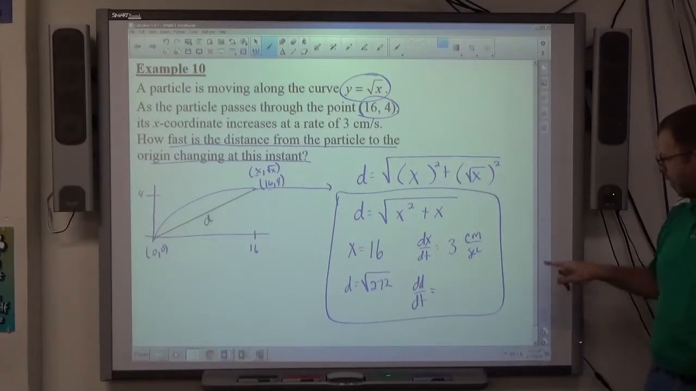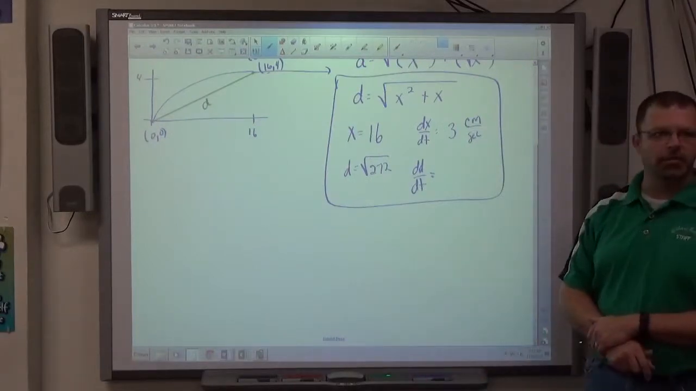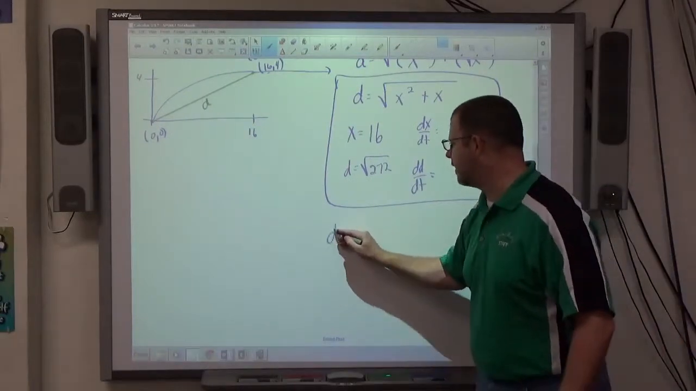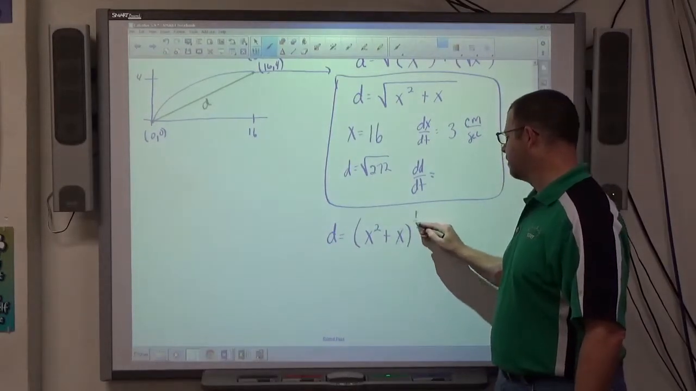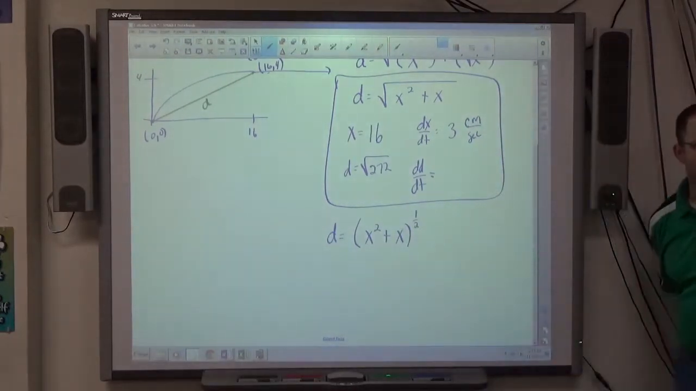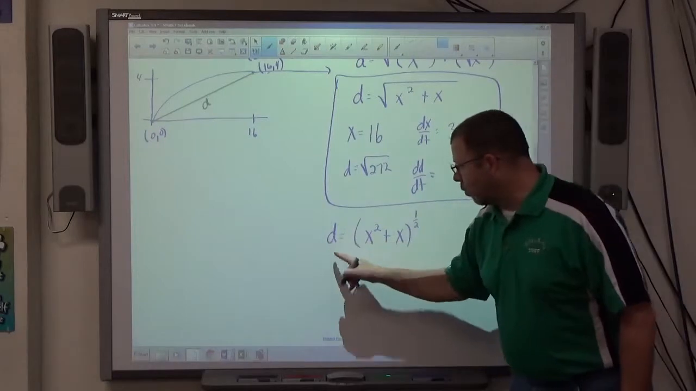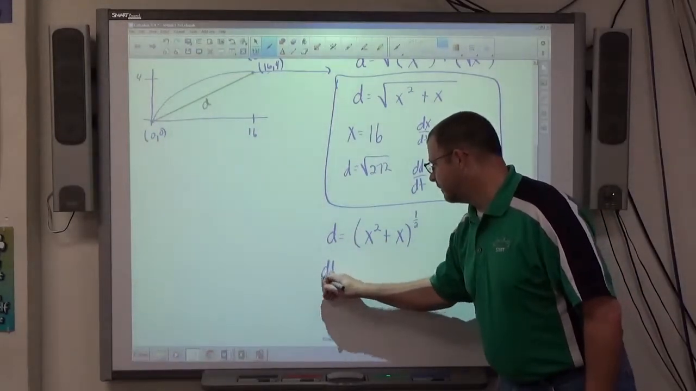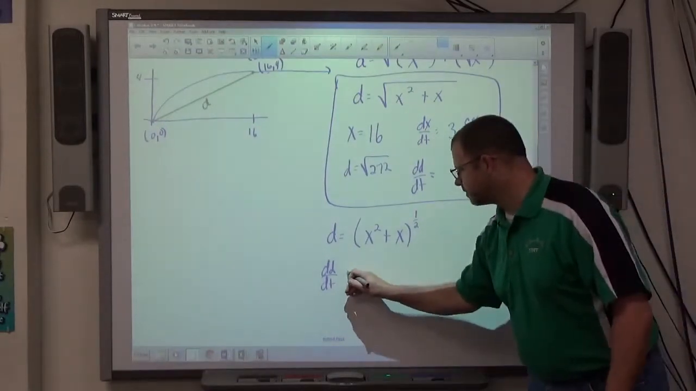The current equation that I have, d equals the square root of x squared plus x, is not in a good form for differentiation, so I would modify that to d equals (x squared plus x) to the half power. Same relating equation, but in a better differentiation structure. If I differentiate, again I get 1 dd over dt. I don't feel like I need to write the 1, so I'm not going to.